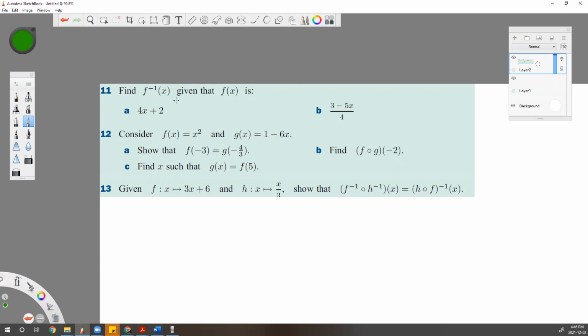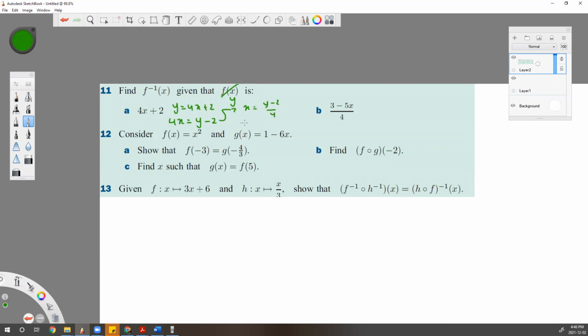Okay, so f(x) is y, right? I just changed y. See? So y equals 4x plus 2. And to calculate the inverse, you have to find x equals. So 4x equals y minus 2, right? And then x equals (y minus 2) over 4. This is the implicit function of the inverse.